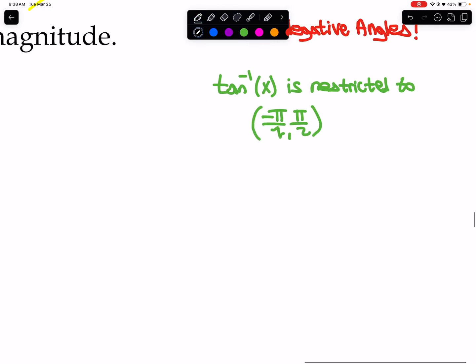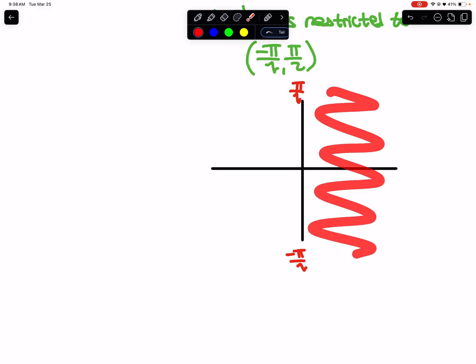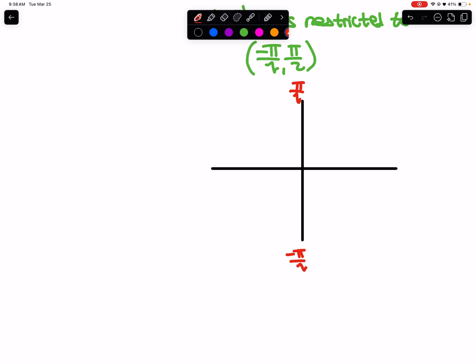So when I look at my quadrants, for inverse tangent, what this is telling us is I can be from negative pi over 2 to positive pi over 2. So I can only work in quadrants 1 and 4, so I can't be in quadrant 2 or quadrant 3. If my value is going to be in quadrant 2, then I need to find the quadrant 4 value, and then I'm going to add 180 degrees to put it in quadrant 2.